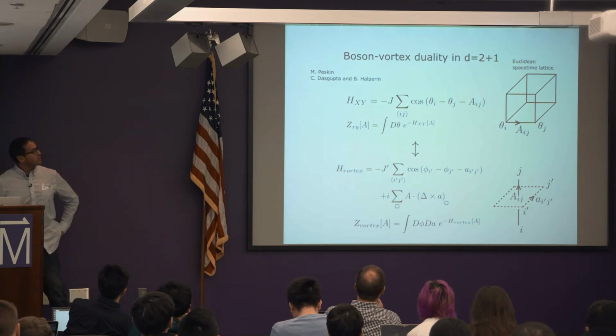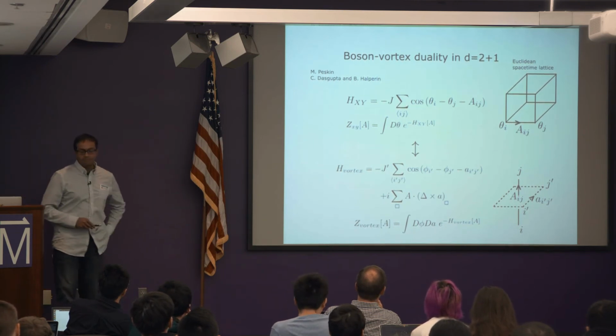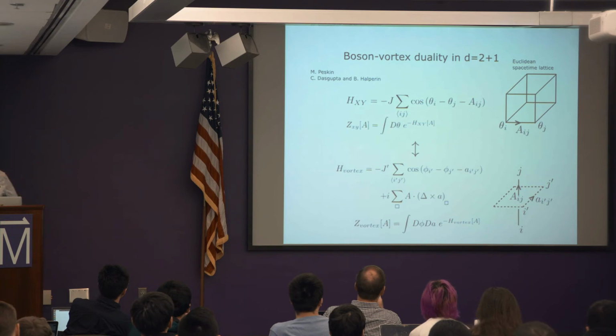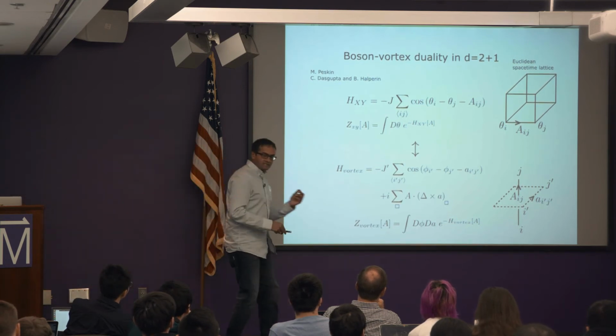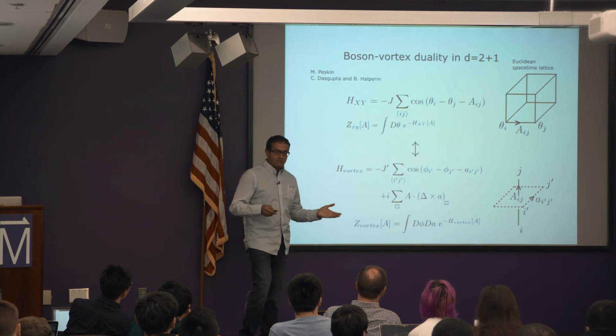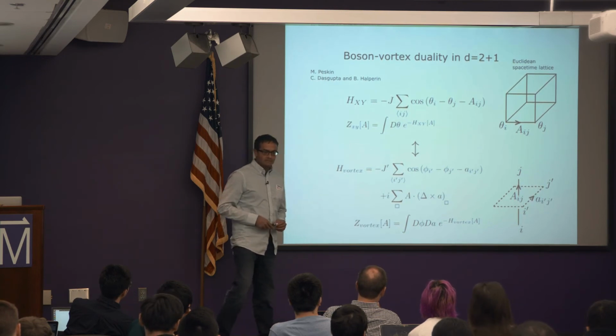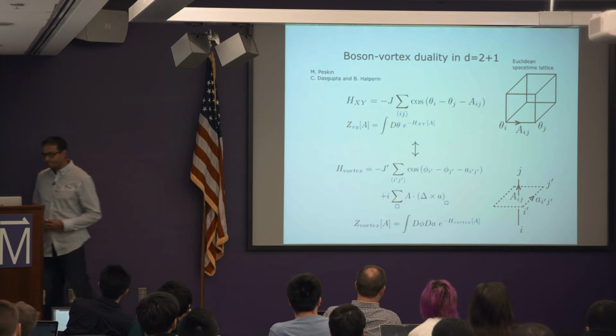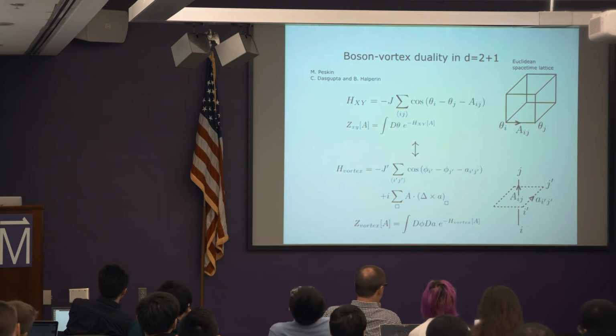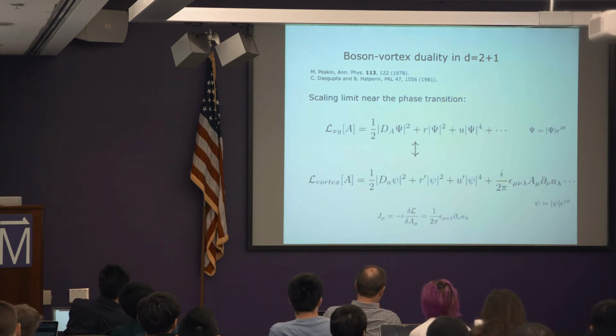Okay? And this was shown by Peskin and by Dasgupta and Halperin a long time ago. Sorry, delta is the lattice difference operator. It's the analog of a gradient, but on the lattice. Yeah, it's a vector. All right, so now this is the lattice version of this.